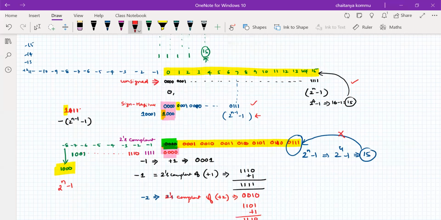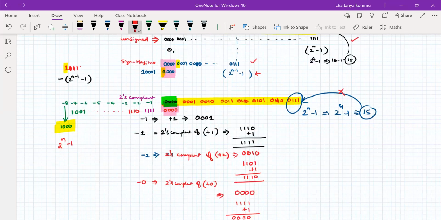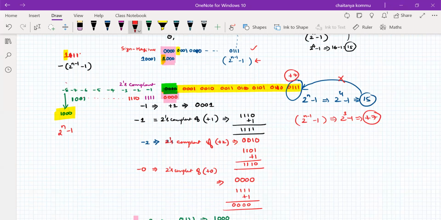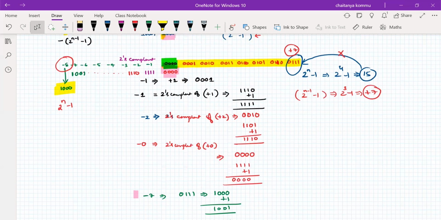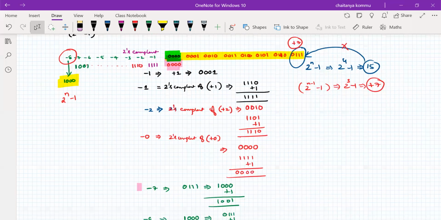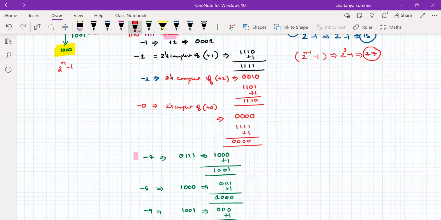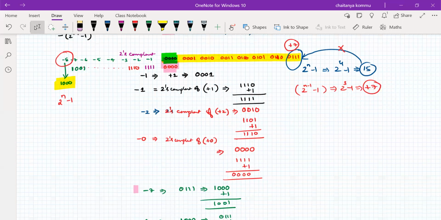What about this one? Plus 7 is required. Plus 7 means how much value do I have to write? 2 power n minus 1 only. So it's 2 power 3 minus 1, which is equal to plus 7. Okay, fine. Now what about here? Minus 8 is required, we want to mention minus 8. For minus 9 it's not possible, 0 comes into the picture. But up to minus 8 only I have to mention. What can I write now?